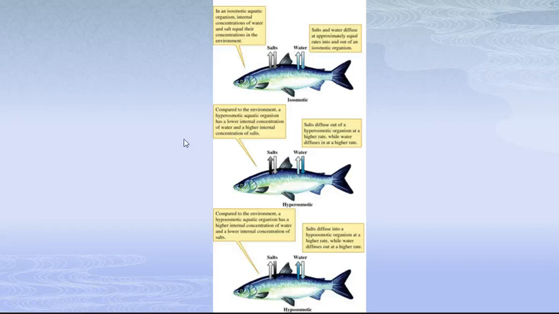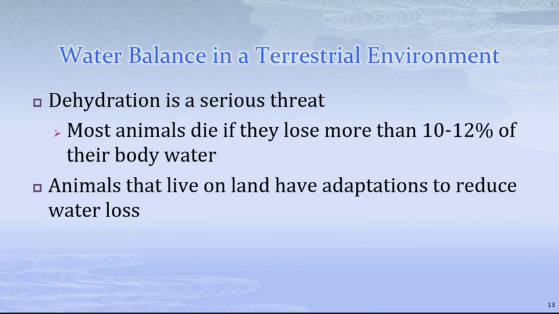In a freshwater environment, the ion concentration, we call it salt, inside the organism is going to be higher, and so water is going to flow in, okay? And so that would mean that the inside is hypertonic or hyperosmotic, and the outside is hypotonic, hypoosmotic. And why is this a problem? Well, it turns out that dehydration becomes a very serious threat, right? And so animals that live in a terrestrial environment actually have really big problems.